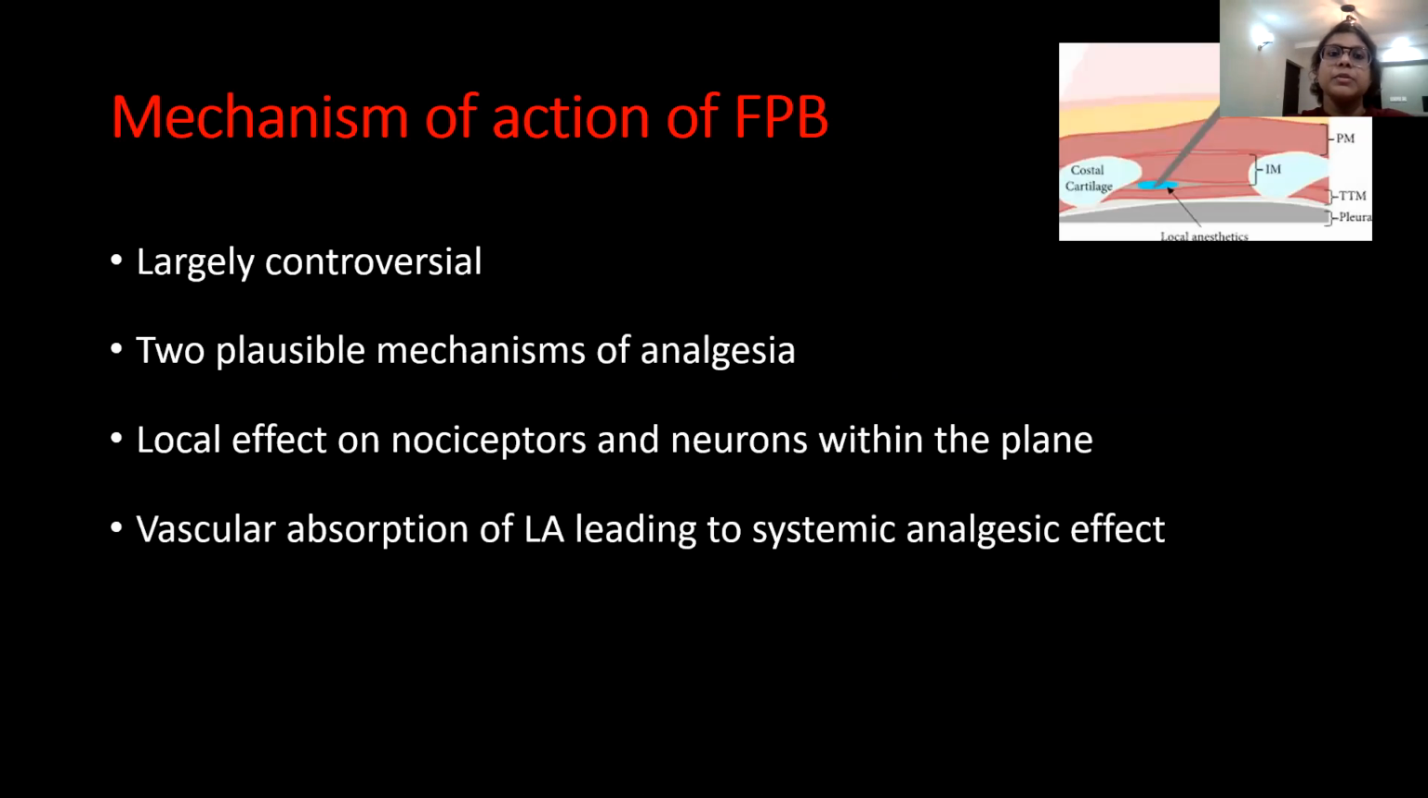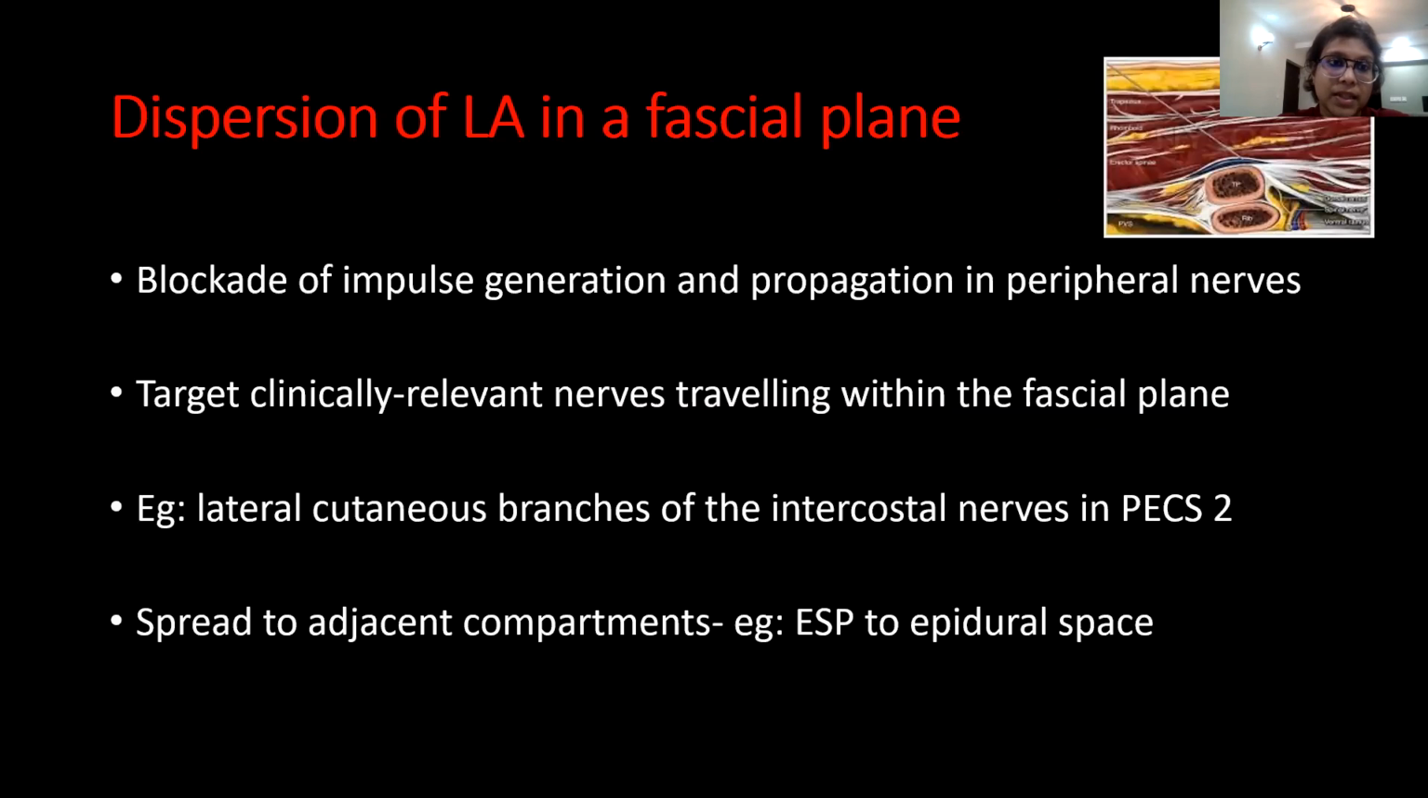So to understand that, we must understand the proposed mechanisms of action of these facial plane blocks. Now, this is largely controversial. Two plausible mechanisms of analgesia are proposed. One is by the local effect on the nociceptors and neurons within the facial plane. And the second one is by the systemic analgesic effect mediated by the local anesthetic drug that gets absorbed into the vascular system.